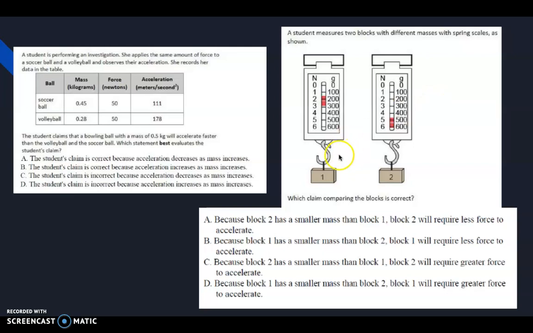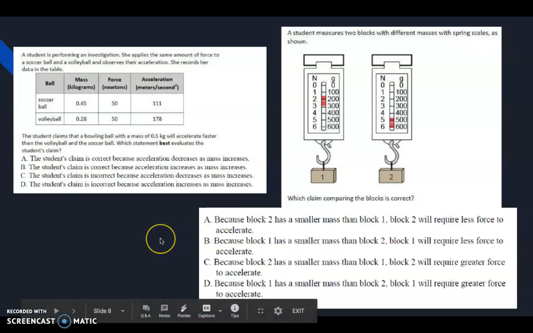And so if we look at these two spring scales, it's looking like this one has more force required to move it than this one. Because if you see, this one takes about 2 to 3 newtons, or this one takes about 5 to 6. And so we would definitely determine which one has a smaller mass by this information. And so let's take a look at the choices here.